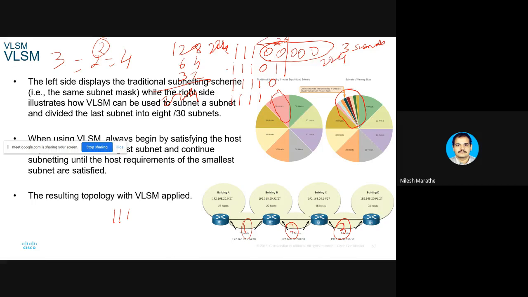This is 224, right? So rather than 27, I will do it in a reverse way. So this will again waste more. Still there is wastage. How many hosts are required? We'll do it in some other, different way. Sorry.